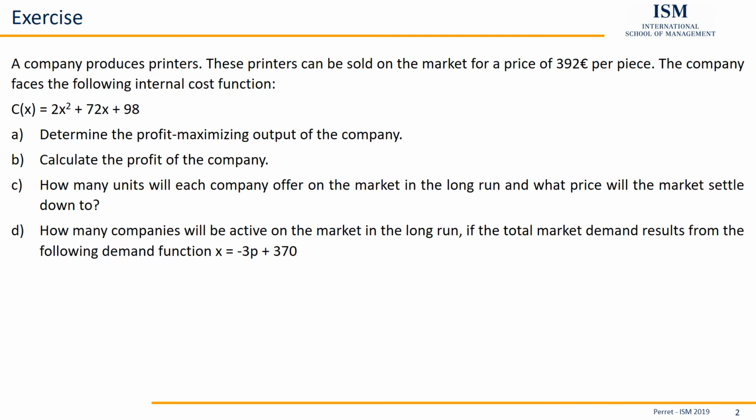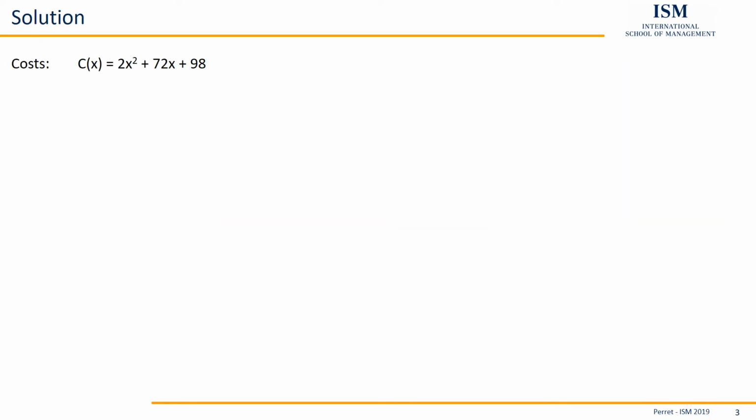Okay, let's work our way through this step by step. Before we can do this, however, let's first recapture the cost and use this to get our marginal cost, because that's one of the first steps we need. Marginal cost is simply the first derivative of the cost function. So here we have 2 times 2x plus 72, and the 98 is omitted because we don't have an x there. So our marginal costs are in total 4x plus 72.